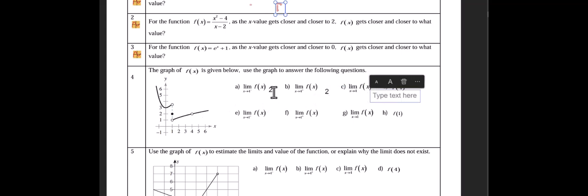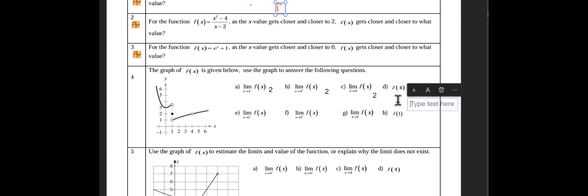So because the right and left hand limits are equal, that is what the value of the limit is. It does not matter that there's a hole there. It's not what the value of the function is, that's what the value of the limit is. It does not matter that the function does not have a value there. The value of the limit is 2.